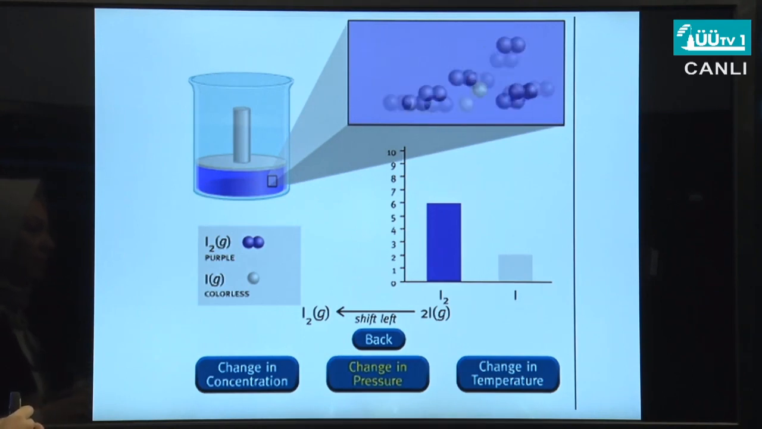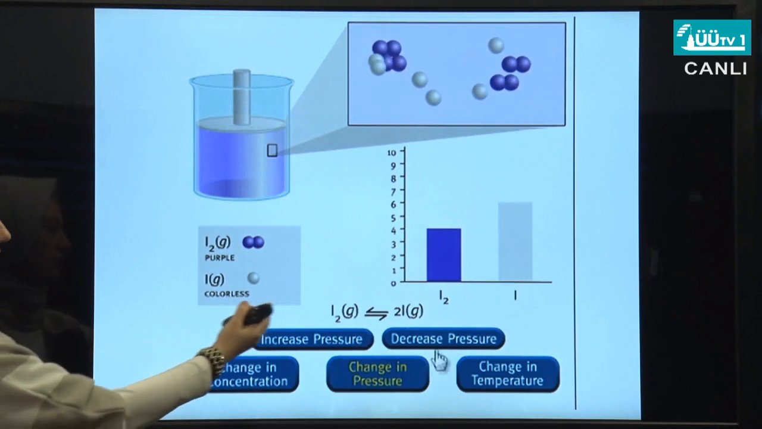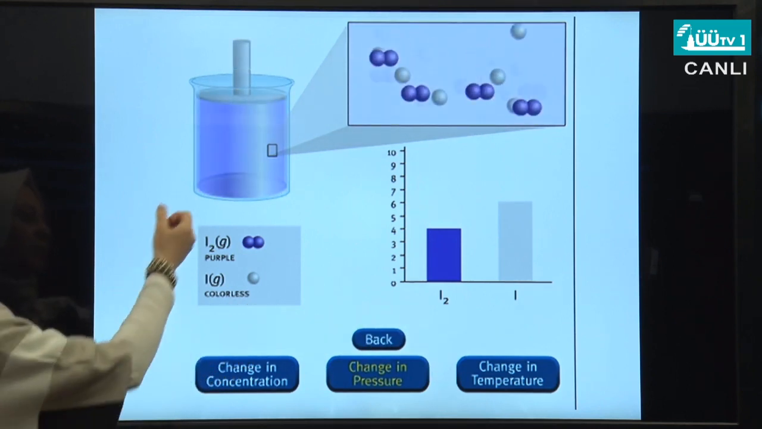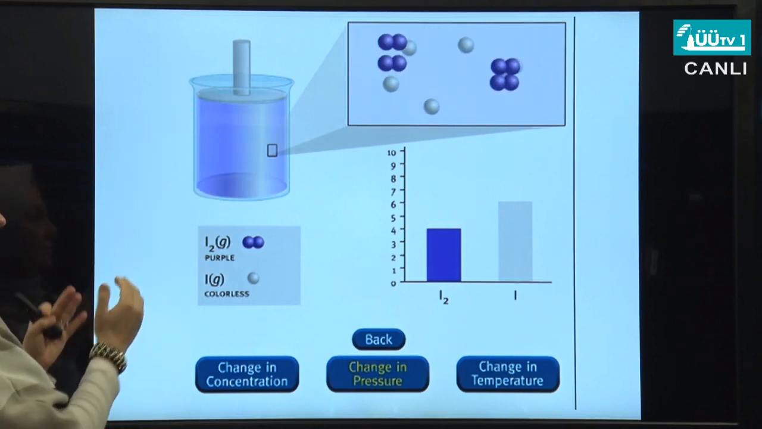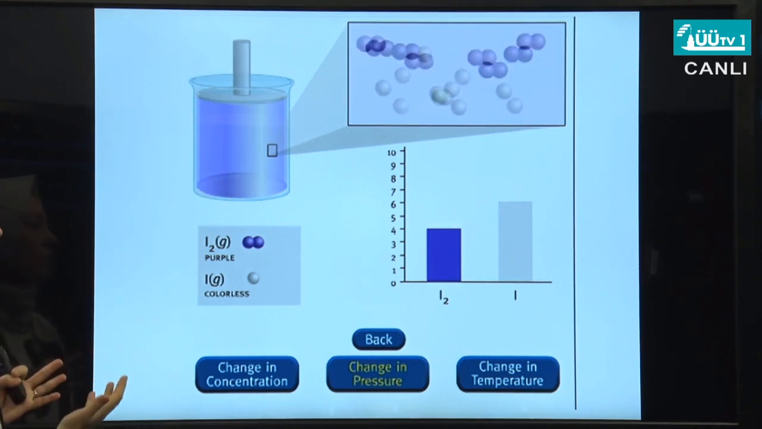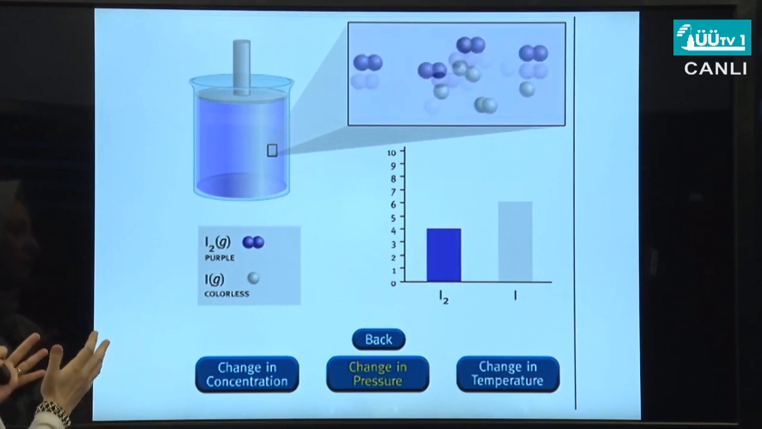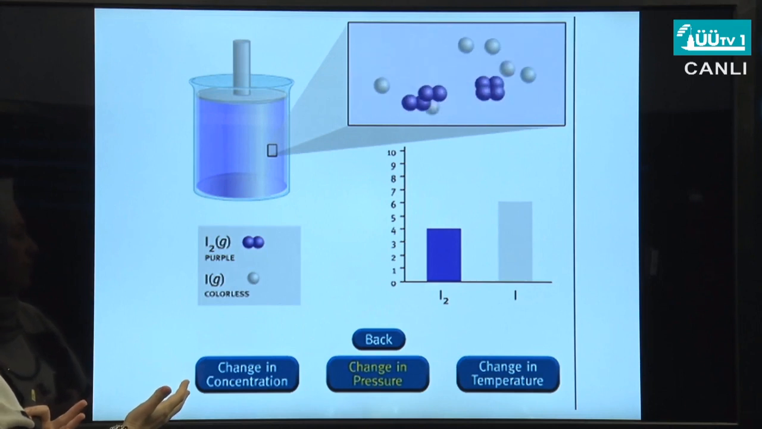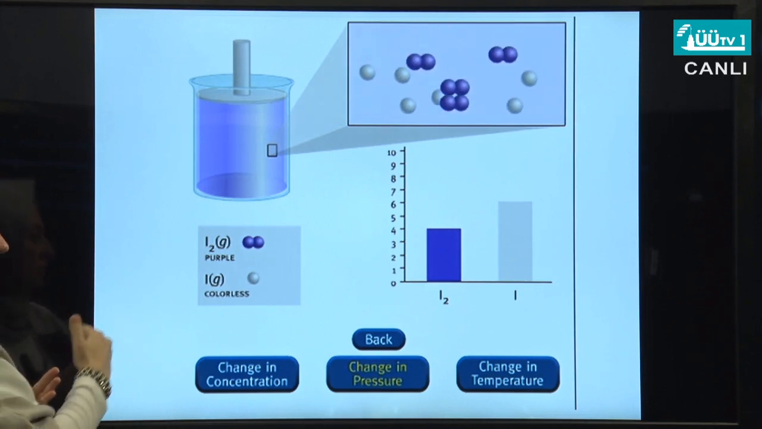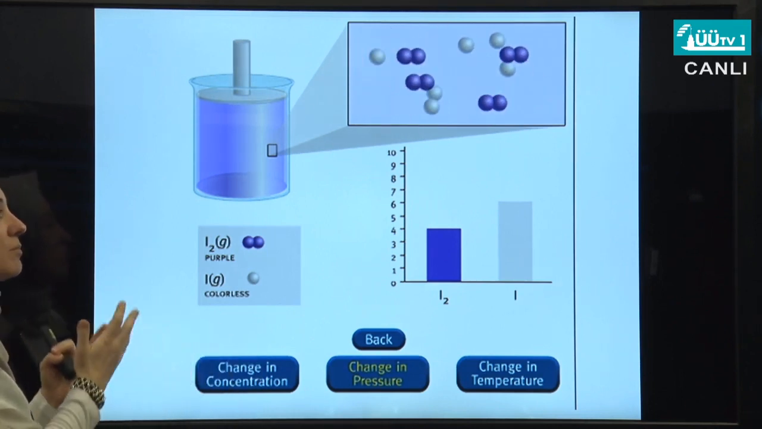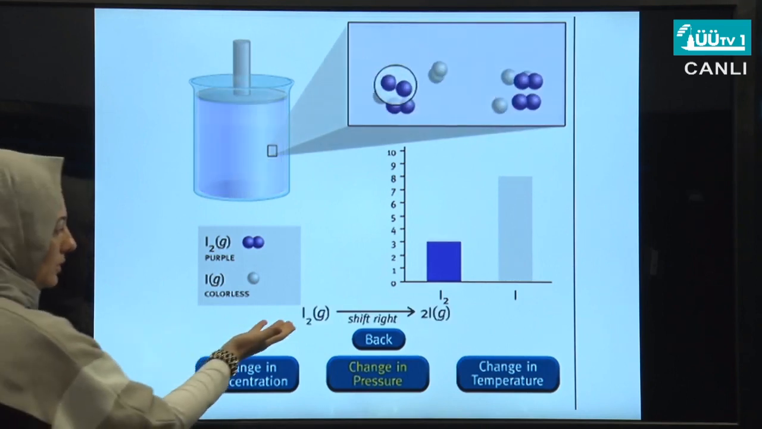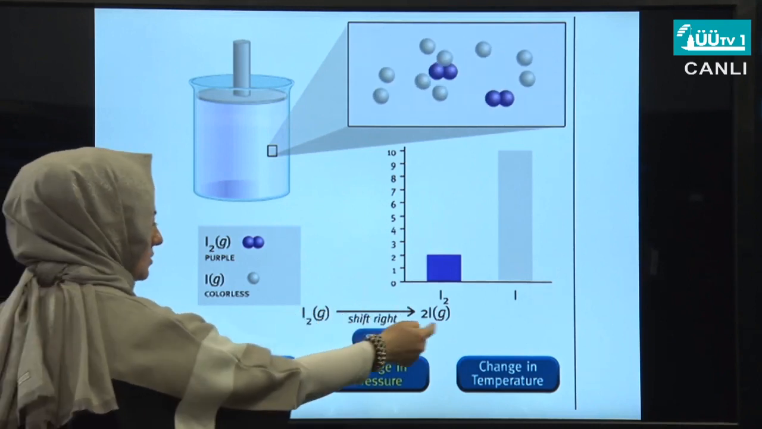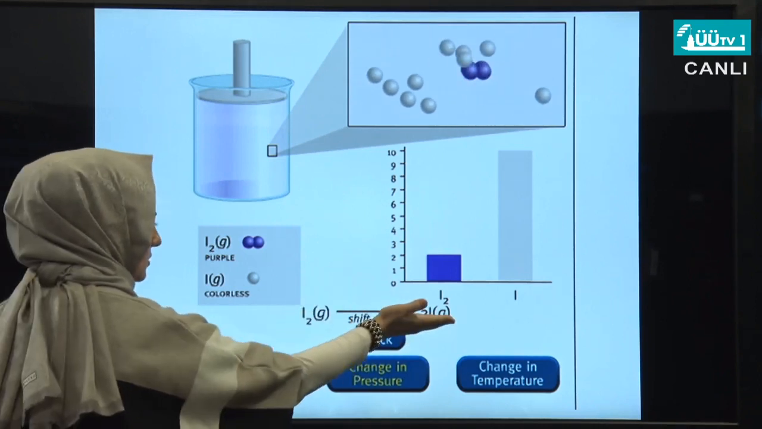Now, how about if you do the reverse? If you decrease the pressure now. I am decreasing the pressure by taking the piston up. The volume is increased. Now what will happen? I have just decreased the pressure and the system will try to increase this pressure in such a way that it will shift to the right, where there are more moles of gas molecules, which in this case is this side. As you see, there is 1 mole, there are 2 moles of gas. It shifted to the right hand side.